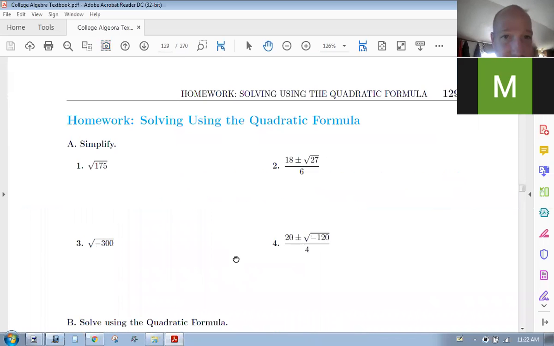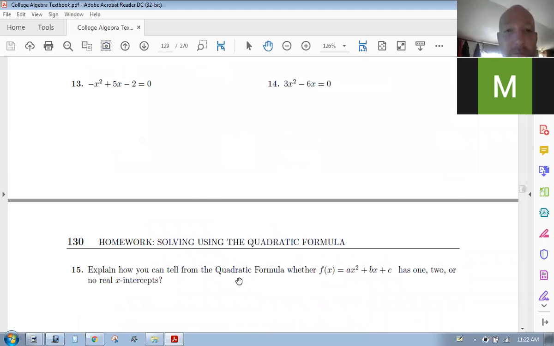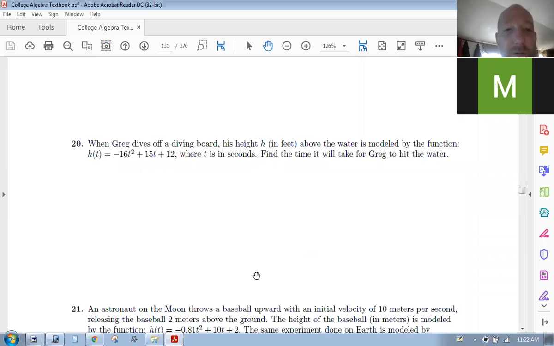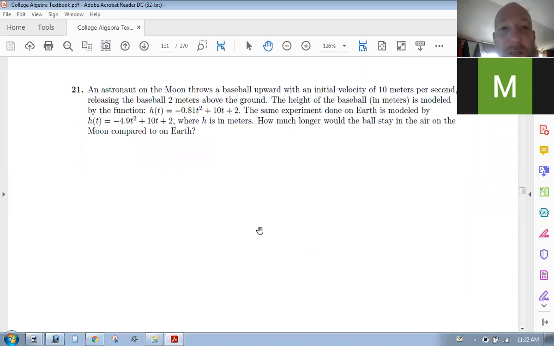We have a homework section where I got the last few problems. That one looks good. Astronaut problem.